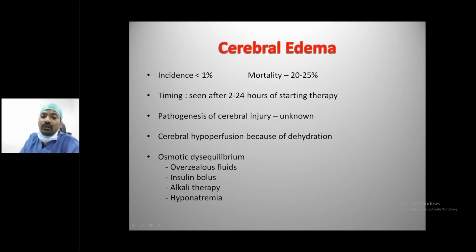A second possible theory is osmotic disequilibrium caused by overzealous fluids, insulin bolus and alkali therapy, that is giving bicarb. Hyponatremia at the time of admission, that is failure to raise serum sodium 1.6 milliequivalent per liter for every 100 mg per deciliter fall of glucose, is a subtle sign to indicate cerebral edema. So we need to avoid all these three things: overzealous fluids need to be avoided, insulin bolus should be avoided, and alkali therapy should be refrained from.